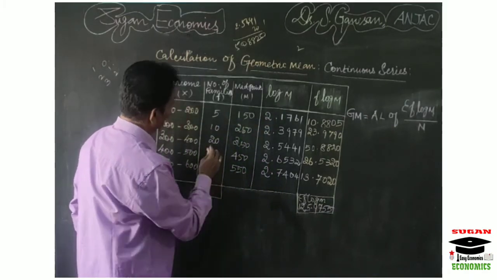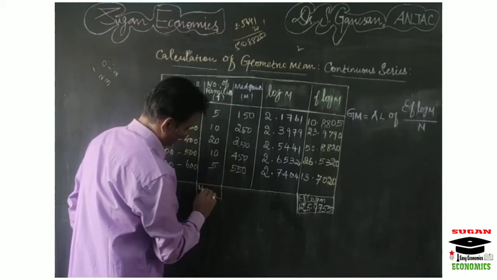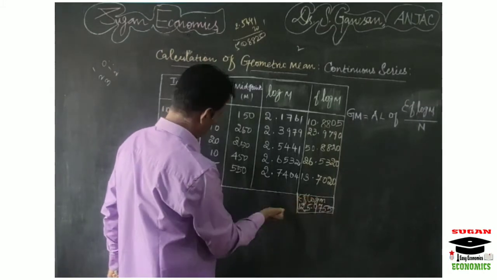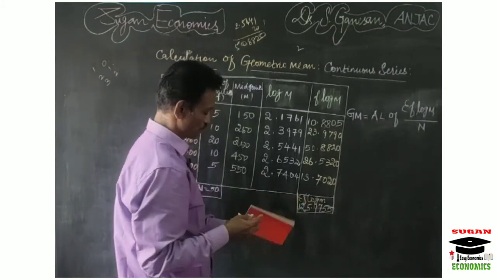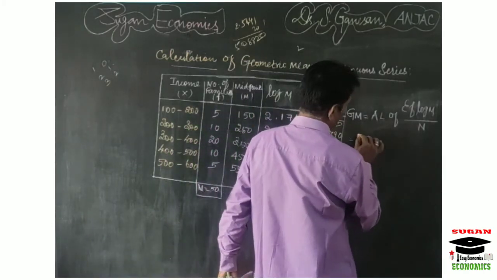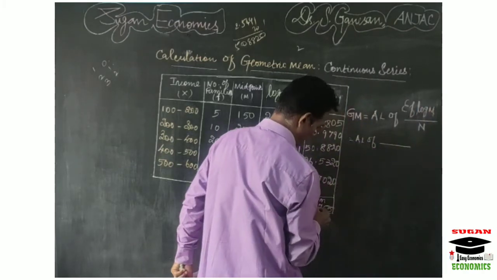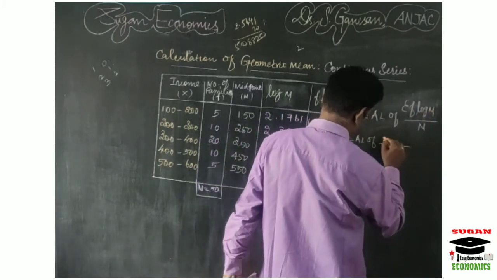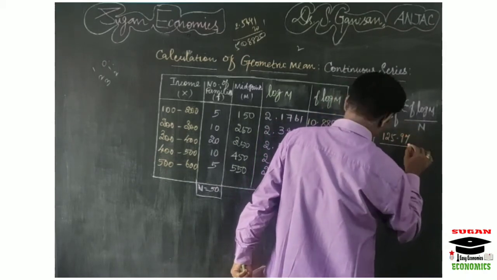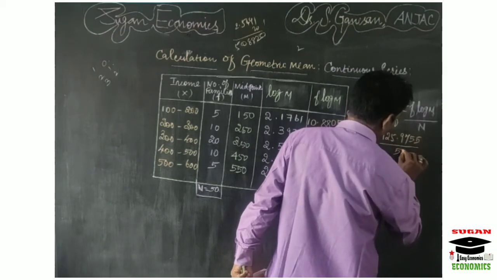The N is equal to the total of frequencies. So the total of frequencies is equal to 50. N equal to 50. So we have calculated the sigma f log m value and the N value. Now you can substitute the values in the formula. So here geometric mean is equal to anti-log of sigma f log m by N. Sigma f log m is equal to 125.9755 and N equal to 50.